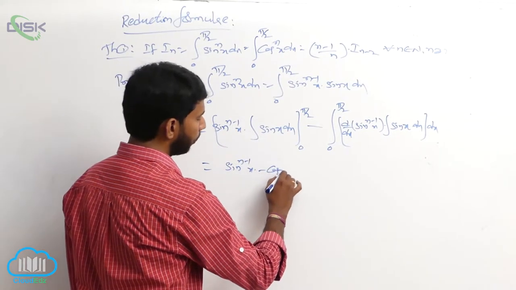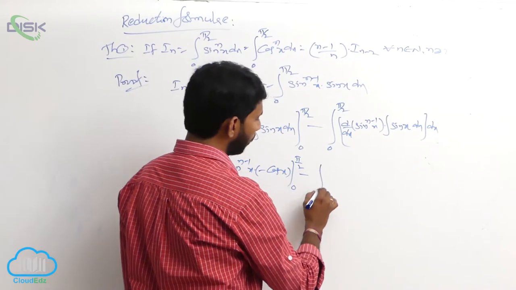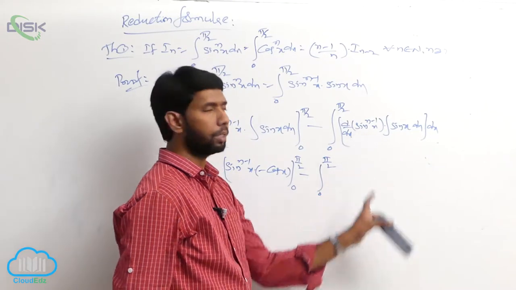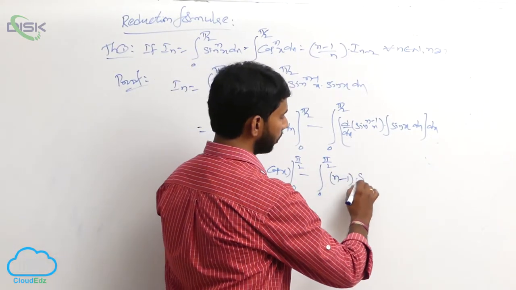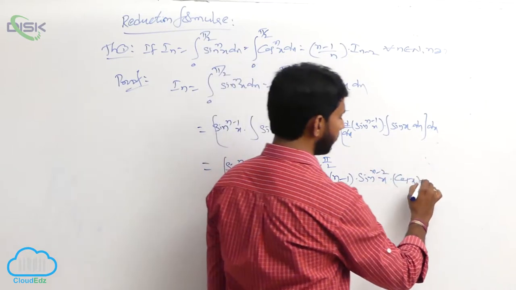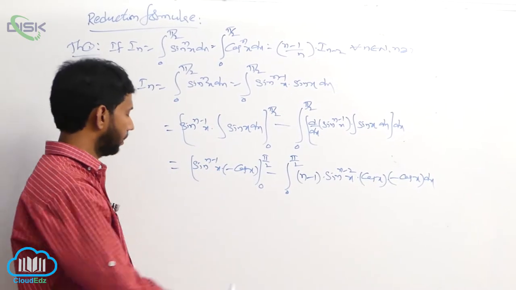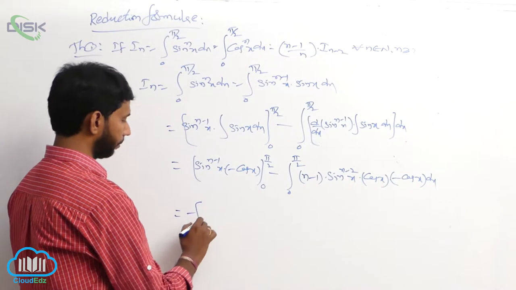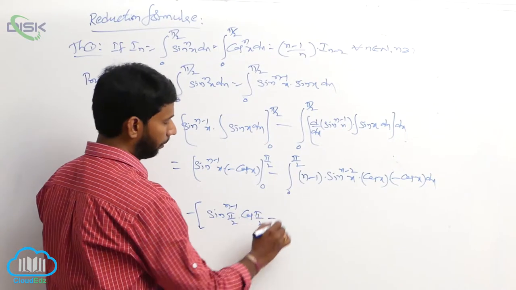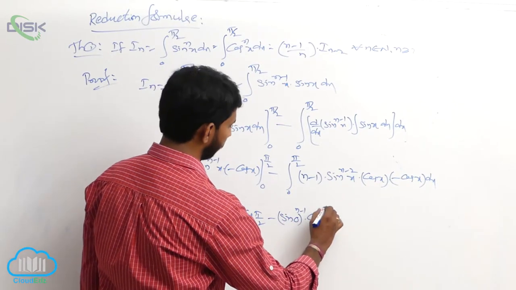Here the integral of sine x is minus cos x. So sine power n minus 1 x into minus cos x over the limit 0 to pi by 2, minus integral 0 to pi by 2 of the derivative of x power n, which means n into x power n minus 1. That is n minus 1 into sine power n minus 2 x into the derivative of sine x, which is cos x, and the integral of sine x is minus cos x dx. Here the minus signs cancel, substitute the limits: sine power n minus 1 of pi by 2 into cos pi by 2, minus sine 0 whole power n minus 1 into cos 0.